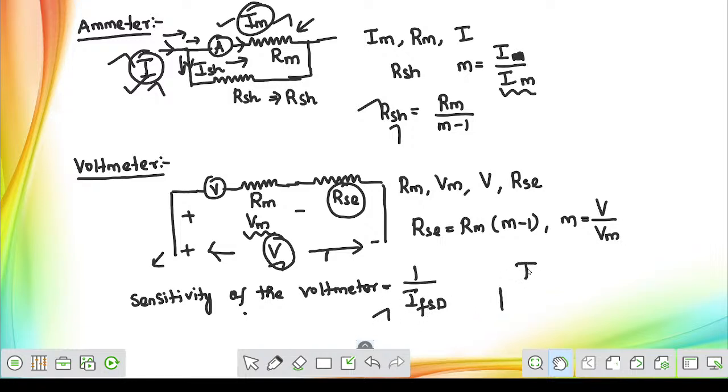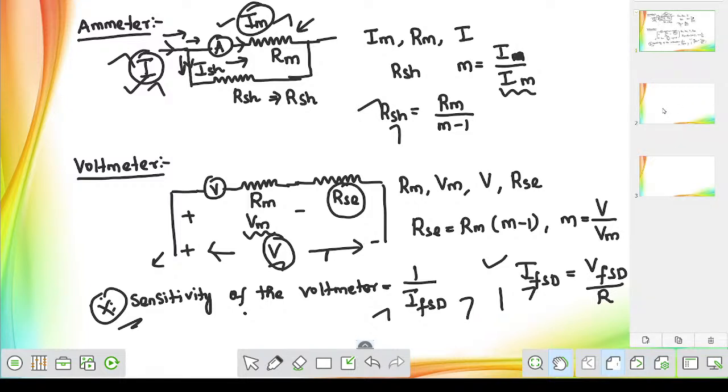And it can also be written as, listen, full scale deflection current can also be written as full scale deflection voltage divided by resistance. If the value of the resistance and the full scale deflection voltage are given, then from Ohm's law we know I is equal to V by R. From this you can calculate the full scale deflection current, then take the reciprocal of that, and you can easily calculate the value of sensitivity. This is another most important formula.